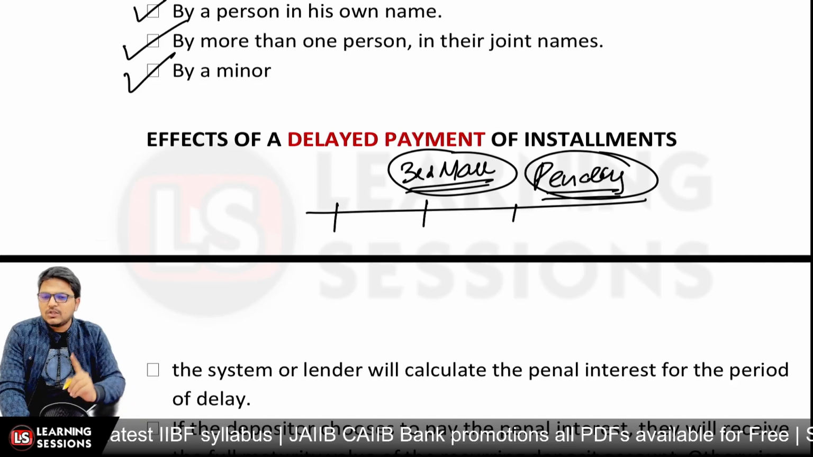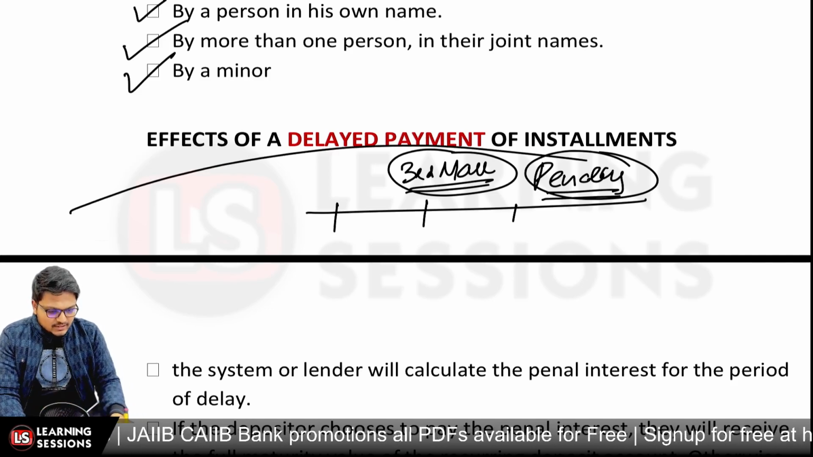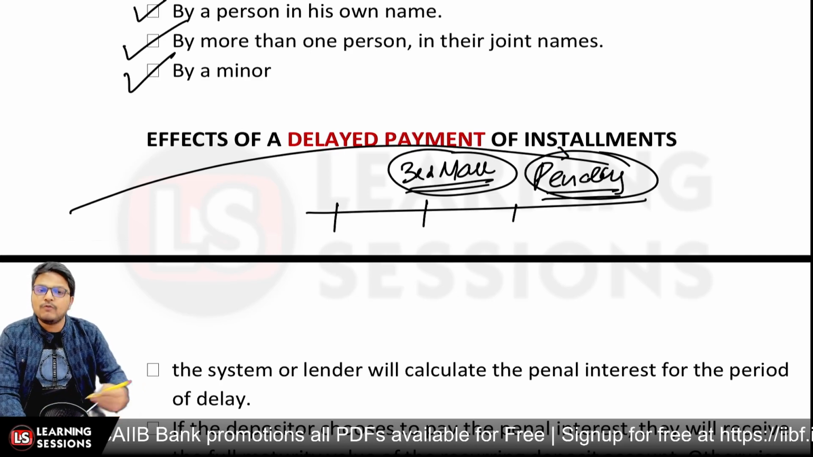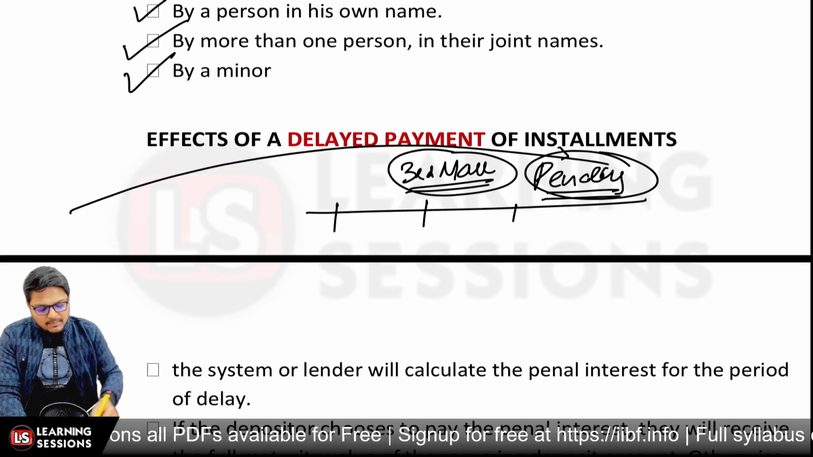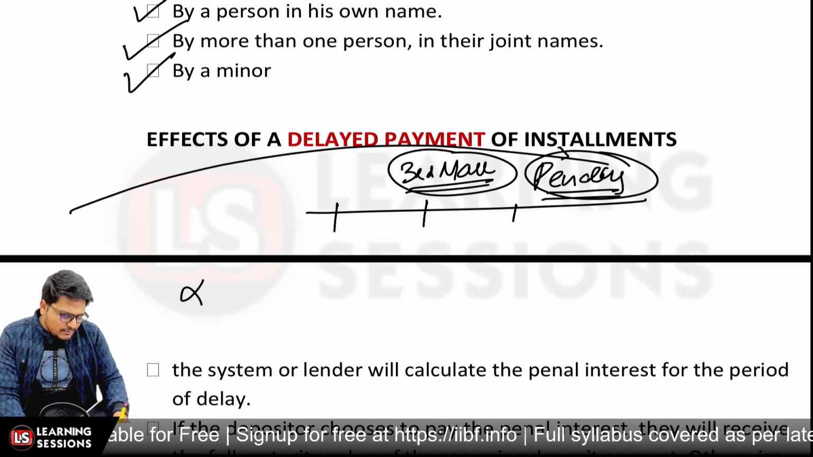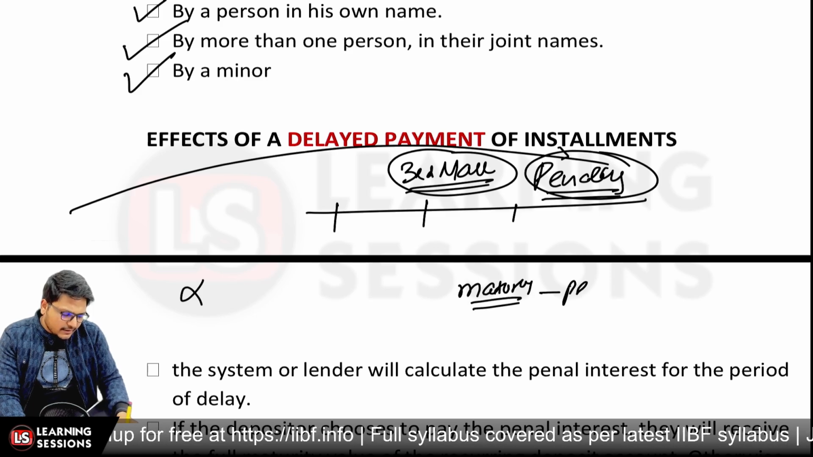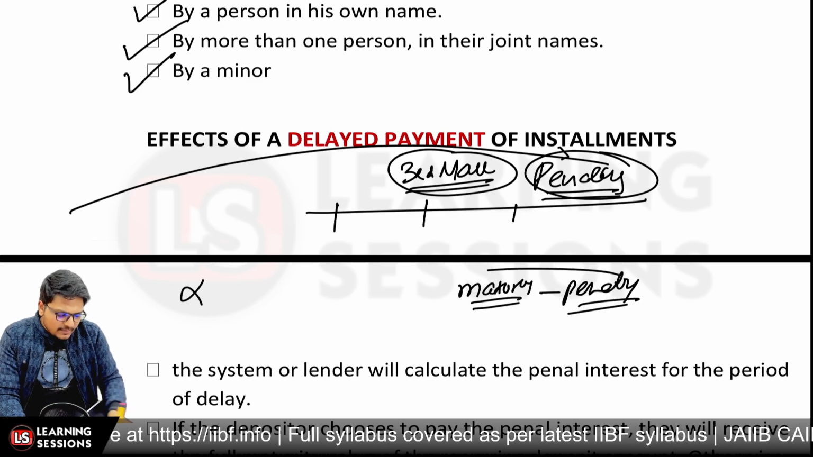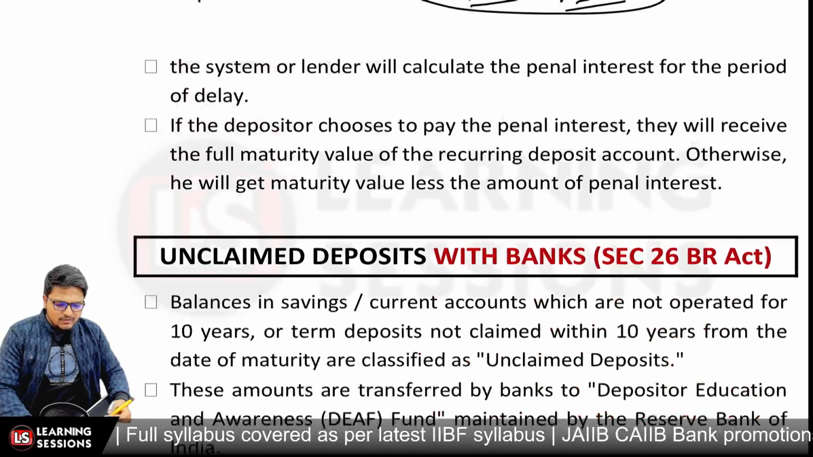So there are two options with the depositor. Either you deposit the penalty yourself upfront and receive the full maturity amount as given by the bank, or it may be the case that you have not deposited the penalty upfront, and then your penalty amount will be deducted from the maturity amount, and you will be paid the balance, right? So this can be the scenario related to it.